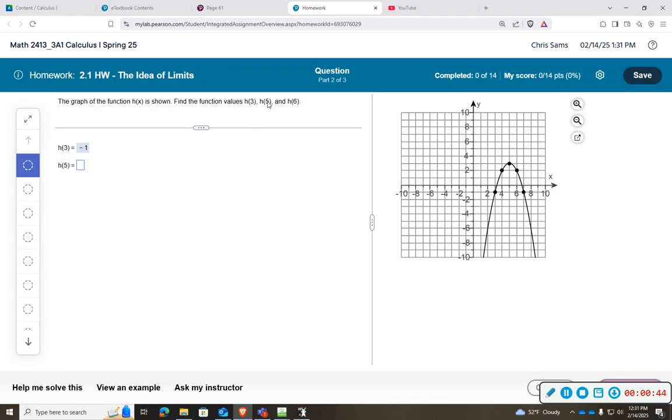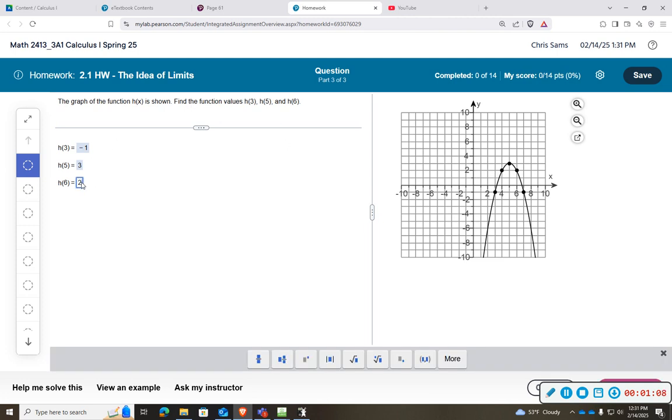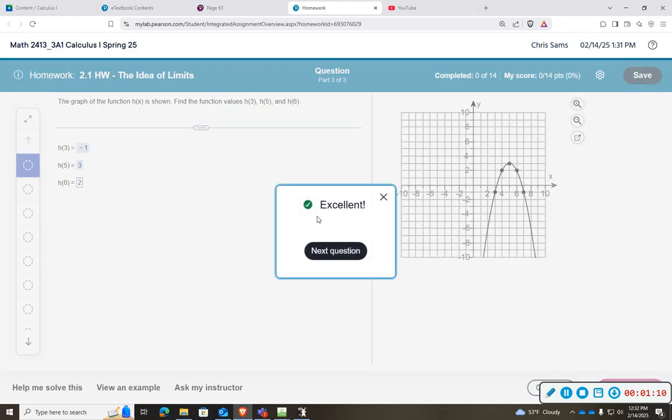All right, when we read off h of 5, we're just going to go across the x-axis to 5 and read off the y value corresponding to 5. And so we get +3. And then we're going to read off h of 6, and that gives us a y value of 2. So first we're just working on plugging in and finding values given a graph.